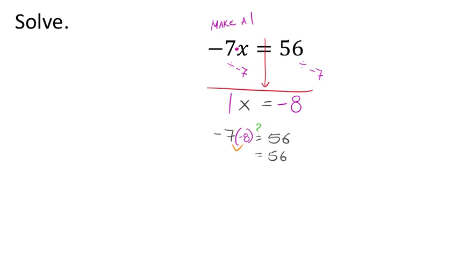Well, negative 7 times a negative 8. Negative times a negative will be a positive. 7 times 8 is 56. That's true. So we did find the solution.